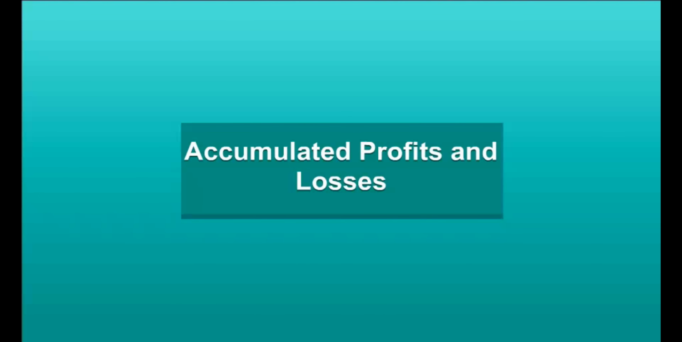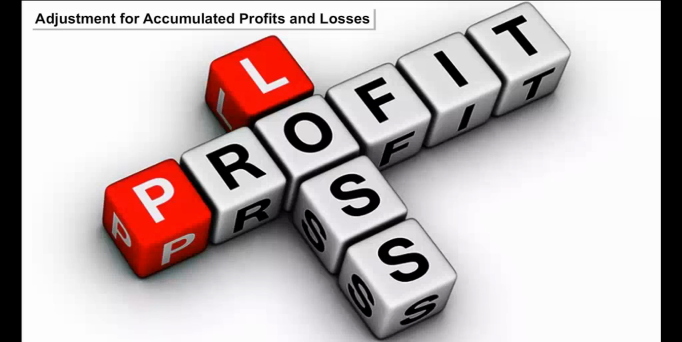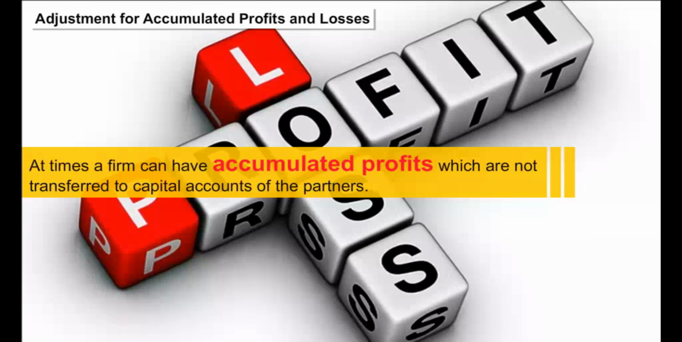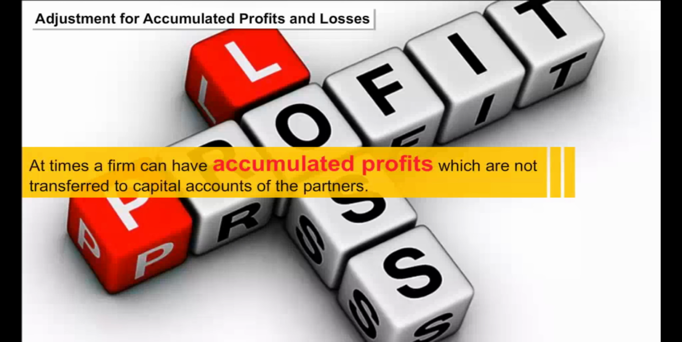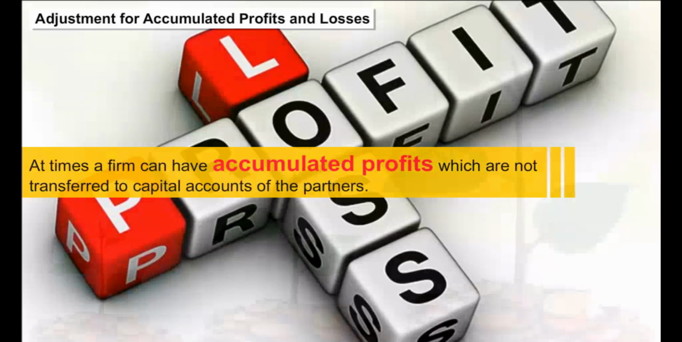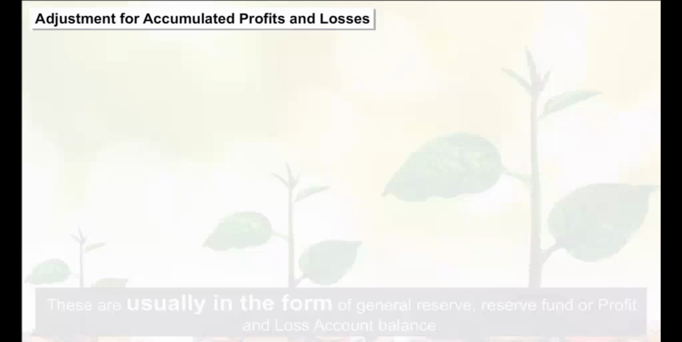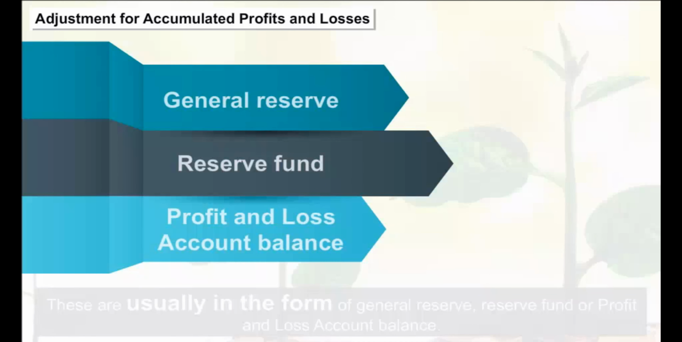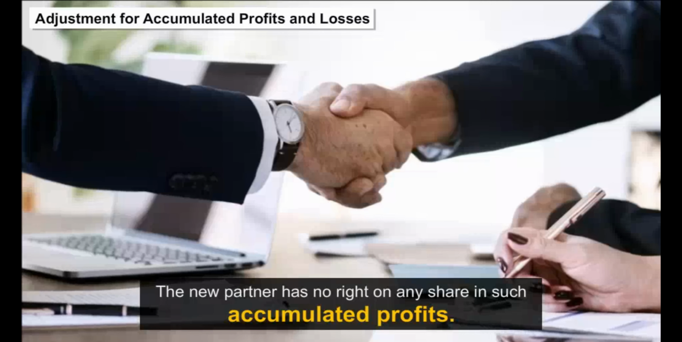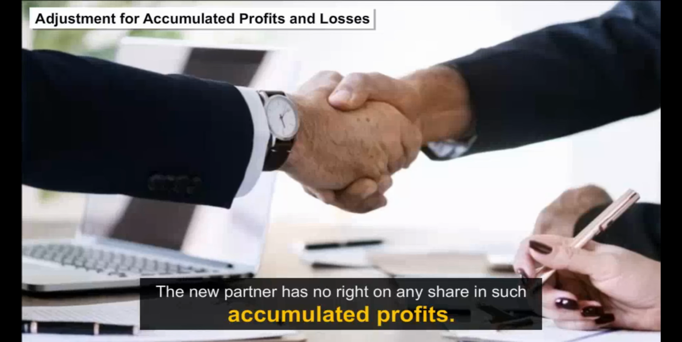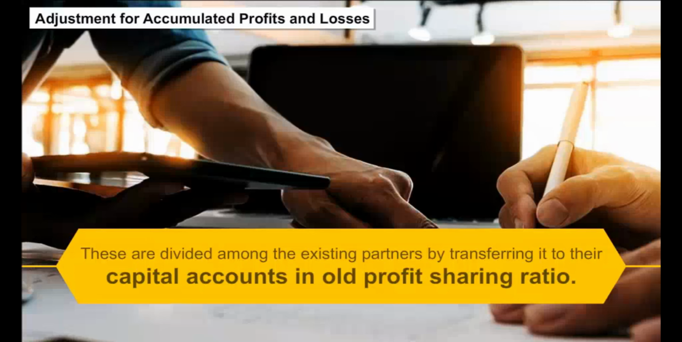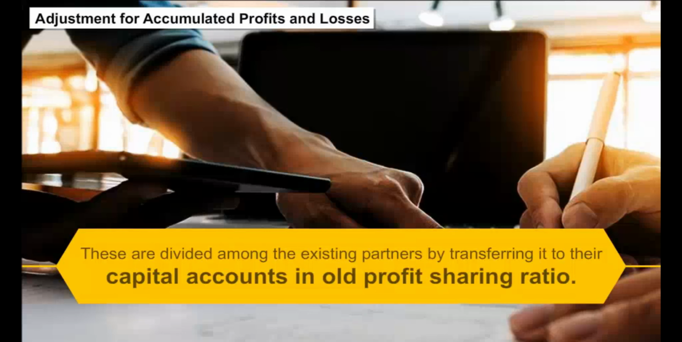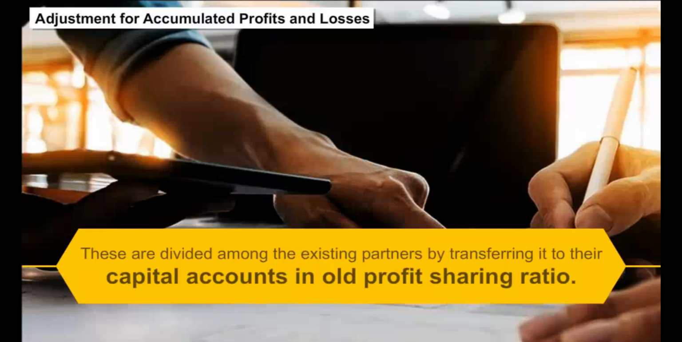Accumulated profits and losses. Adjustment for accumulated profits and losses. At times, a firm can have accumulated profits which are not transferred to the capital accounts of the partners. These are usually in the form of general reserve, reserve fund, or profit and loss account balance. The new partner has no right to any share in such accumulated profits. These are divided among the existing partners by transferring them to their capital accounts in the old profit sharing ratio.